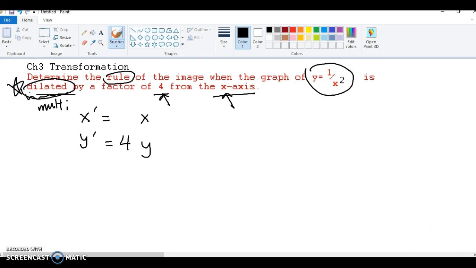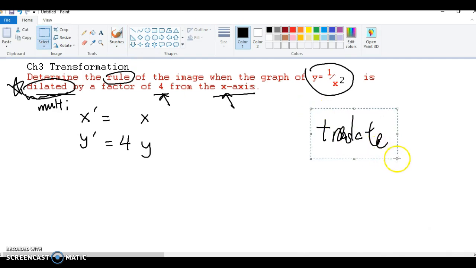One more transformation word you need to learn is translate. When you see translate, you use the same letter to change the same letter. For the rest of the words, dilated, reflected, we change a different letter. So with x-axis, that's why I changed the y value. Alright, so when we see the question, I will tell you which letter to do. Now I've set it up already.